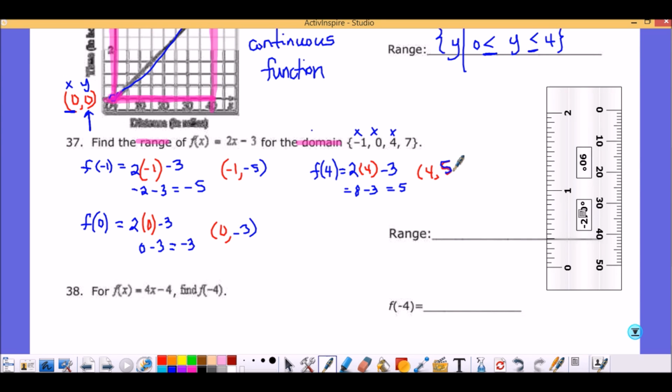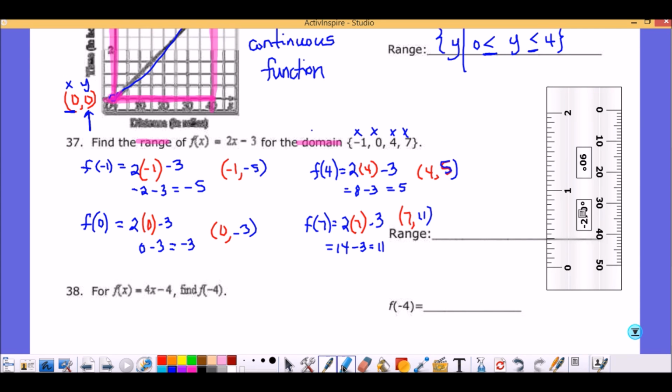All right, so then my last one I'm looking at is if x is equal to 7. So every time I see the letter x, I'm going to put 7 in its place. And then now I'm going to solve. So this is now 14 minus 3, which is 11. So this means I have 7, comma, 11.